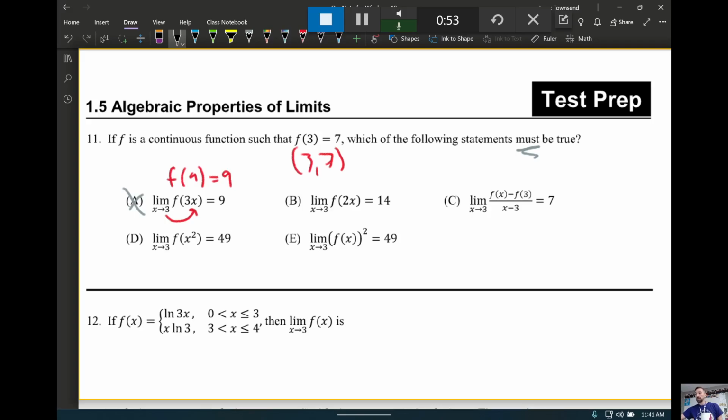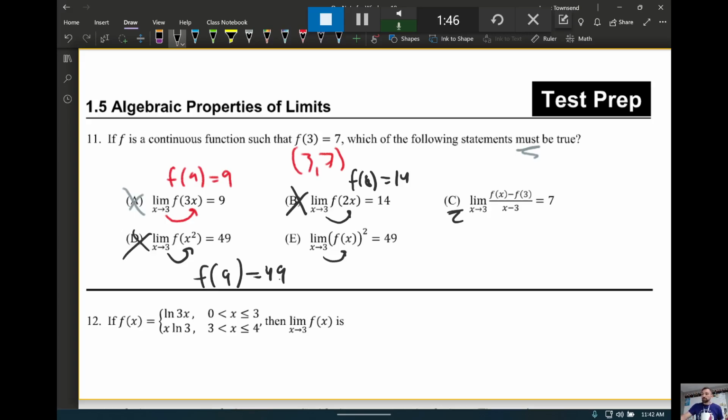Okay, choice B. If I do direct substitution, this is saying f of 6 is 14. Do I know that there must be a point at 6, 14? So let's not pick B then. Boy, this one, you guys are going to see this in the future. But if I plug this in, I get 0 over 0. I'm going to have to come back to this one. Hopefully one of these other ones works a little bit better so I don't have to dive so deep into that one. All right, if I do direct substitution on D, this would be f of 9 equals 49. Am I sure there's a point at 9, 49? Nope, then we better not pick it because it says must.